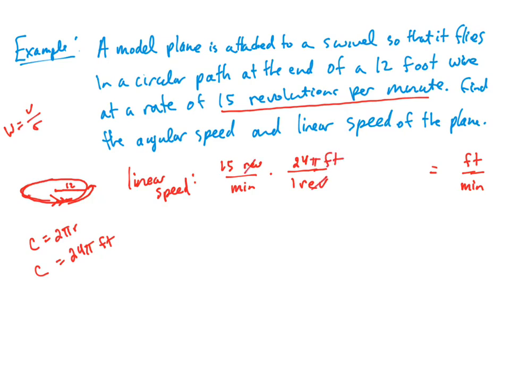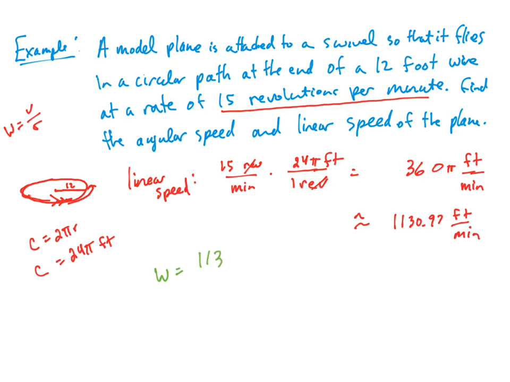The revolutions cancel. We're left with feet divided by minutes. That's what we want. 24 times 15, 360. So we end up with 360 feet per minute. Sorry, don't forget the pi. 360 pi feet per minute. So if I type that into the calculator, we end up with about 1130.97 feet per minute.